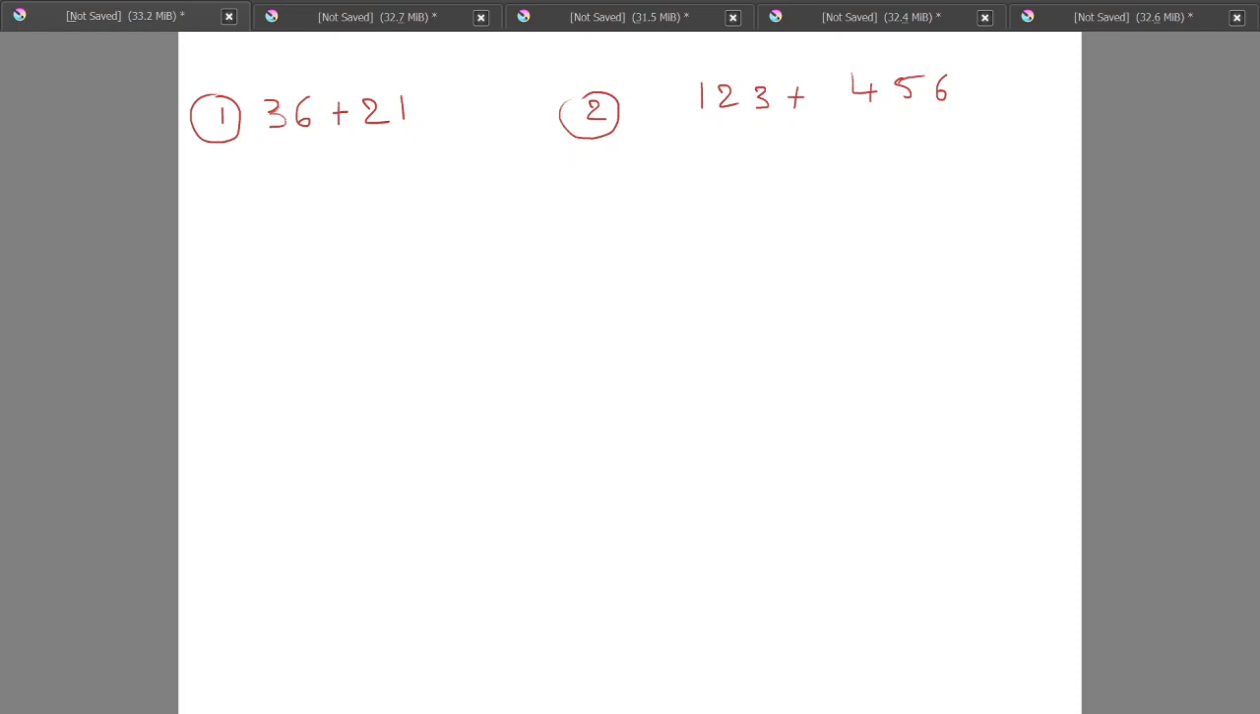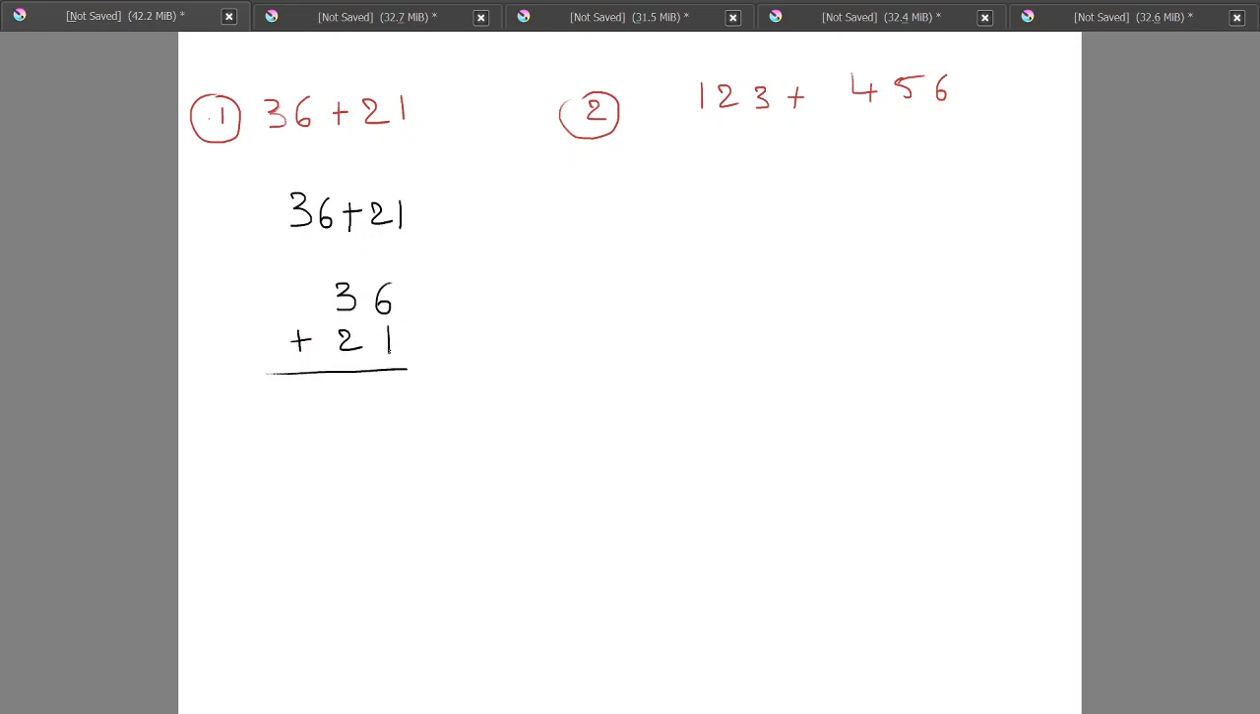The sum says 36 plus 21. Yeah, 36 plus 21 is the question. Okay, so how do you write it? 6 is the units place and 3 is the tens place. So all the units places should be aligned, and all the tens places should be aligned. Here I have written 1 under 6 and 2 under 3.